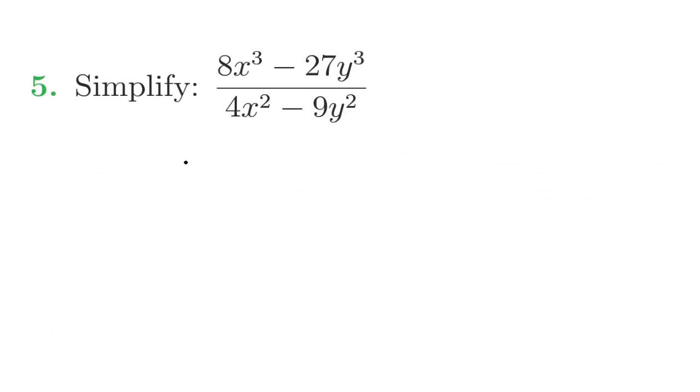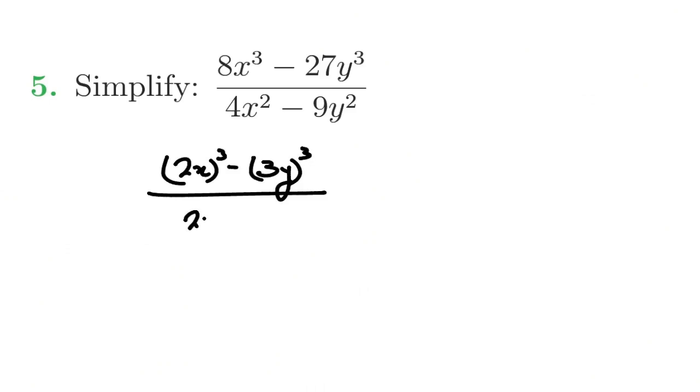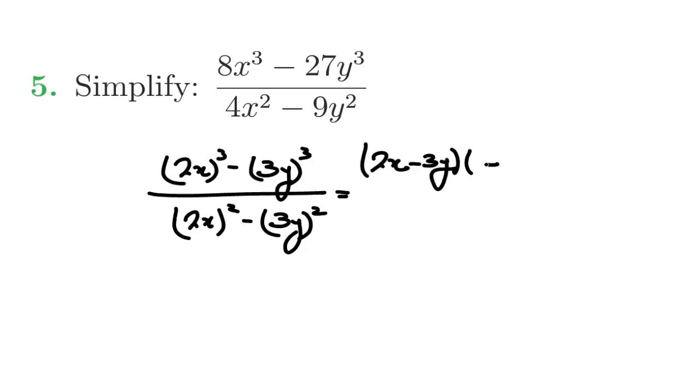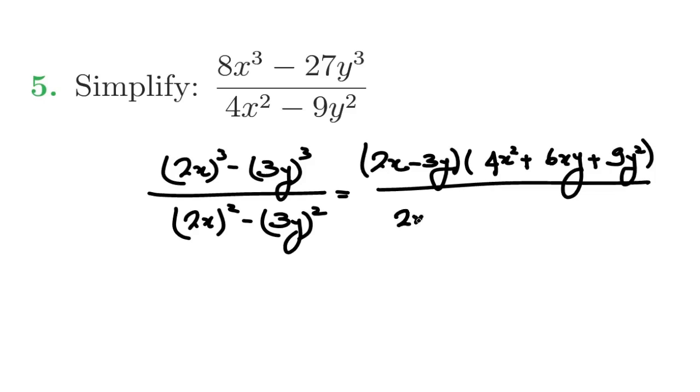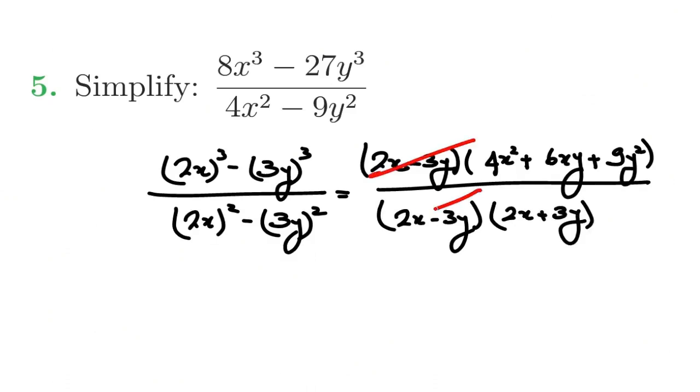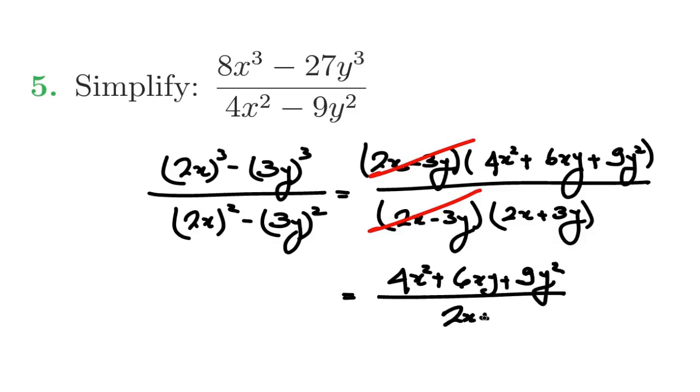For our fifth question, the numerator was 2x cubed minus 3y cubed. The denominator was 2x squared minus 3y squared. Let's expand it. The first is the difference of two cubes: the first minus the second, times the square of the first plus the product of the first and second, which is 6xy, plus the square of the second, which is 9y squared. Below, it's the difference of two squares, first minus second, first plus second. These terms cancel out completely, and our final answer is 4x squared plus 6xy plus 9y squared, all divided by 2x plus 3y. And that indeed is our complete answer.